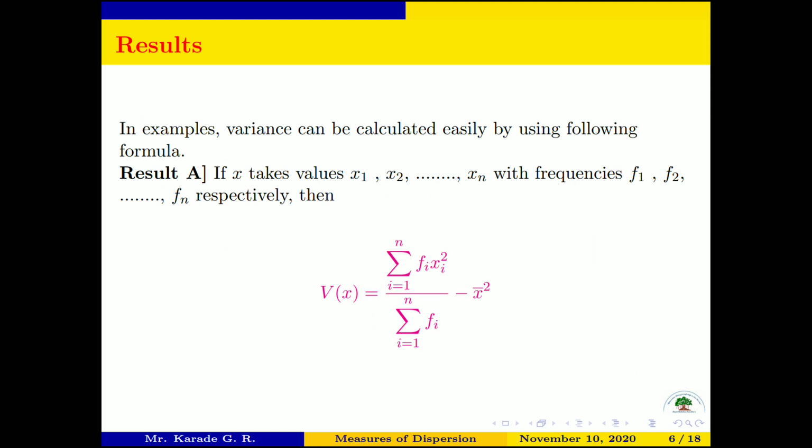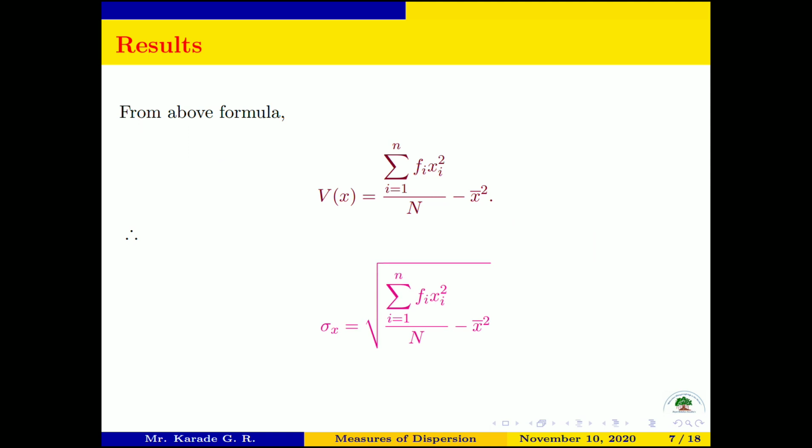Variance of x is equal to summation fi xi square, i equal to 1 to n, whole divided by summation fi, i equal to 1 to n, minus x bar square. This result also we saw in the last lecture. Here n means the summation of frequencies. Therefore sigma x is nothing but the square root of variance, where x bar is the arithmetic mean of x.